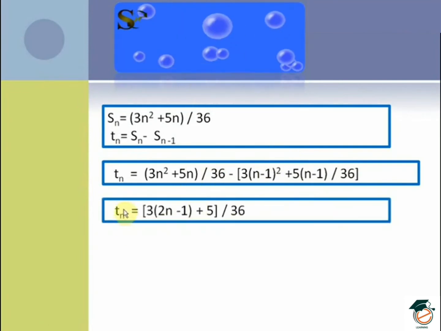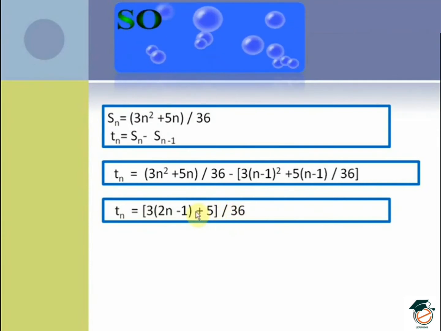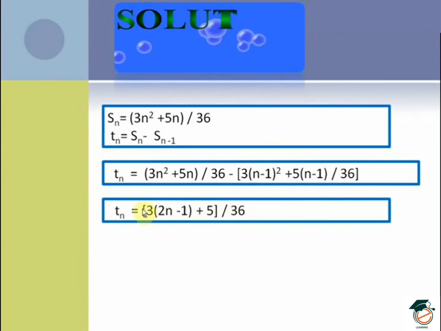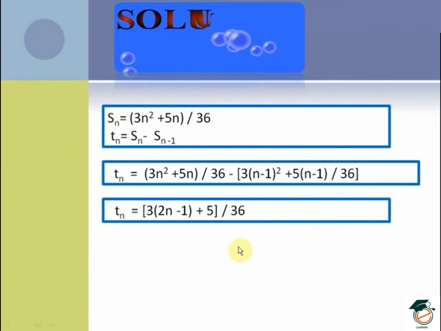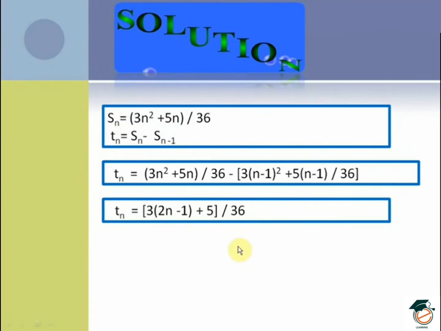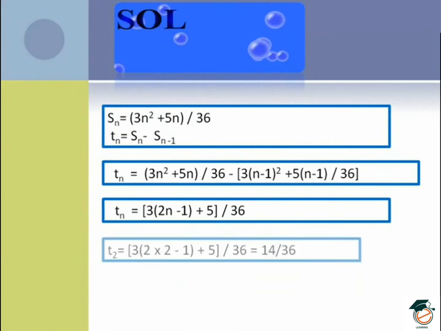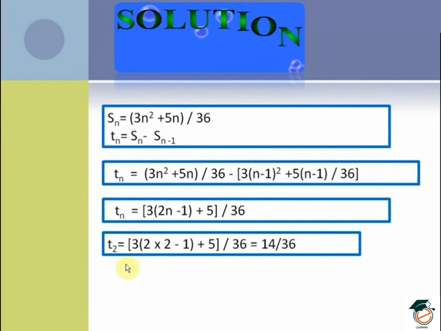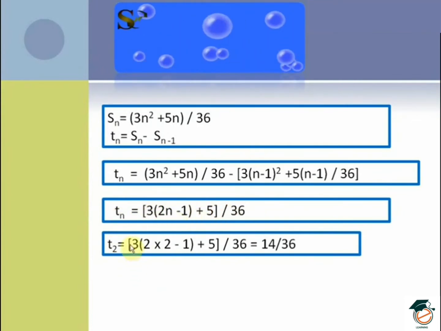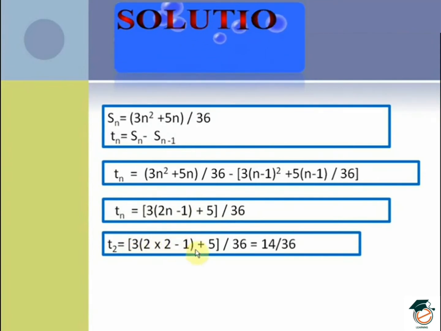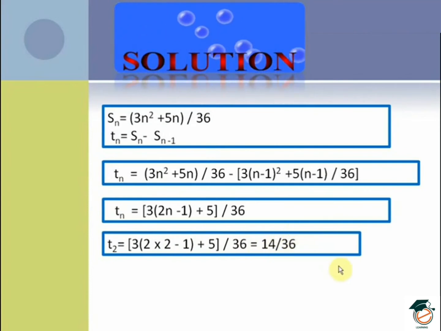This further becomes Tn equal to (3 into (2n minus 1) plus 5) divided by 36. Now this is the general term or the nth term of such an AP. So we are going to find the second term and the first term and subtract them to get the common difference. Now T of 2, which is the second term, we simply get by putting n equal to 2 in this expression, to get (3 into (2 into 2 minus 1) plus 5) divided by 36, which comes out to be equal to 14 by 36.